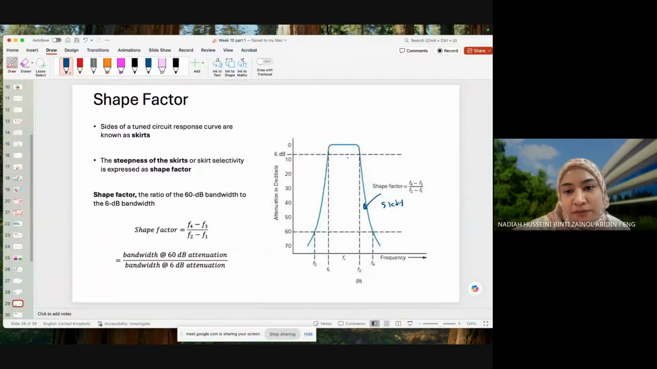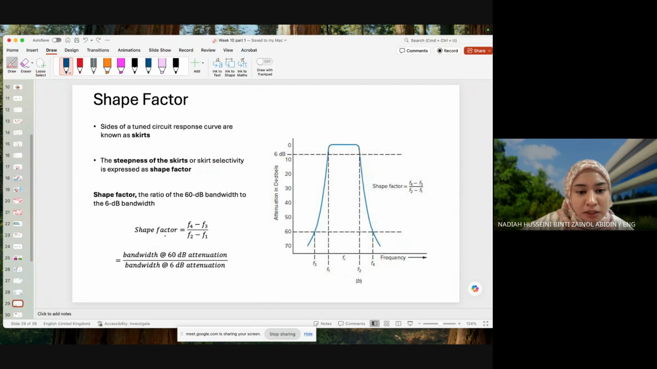If you have a boxy figure, this is how your skirt looks. If a guy were to wear a skirt, this is how they would look because they are boxy. So the steepness of the skirt, or skirt selectivity, is expressed as the shape factor. We use this word shape factor a lot.